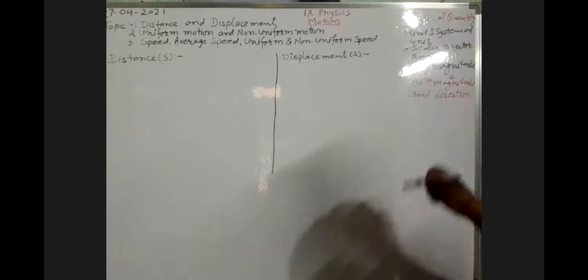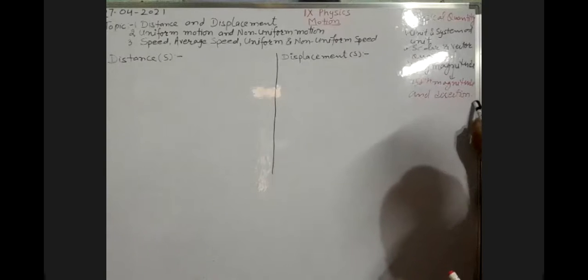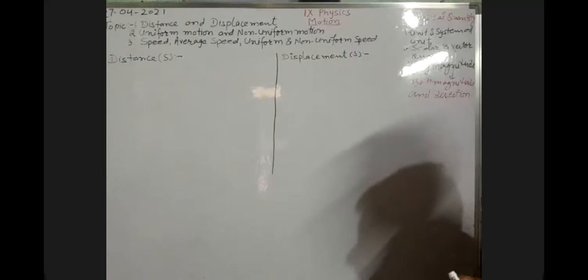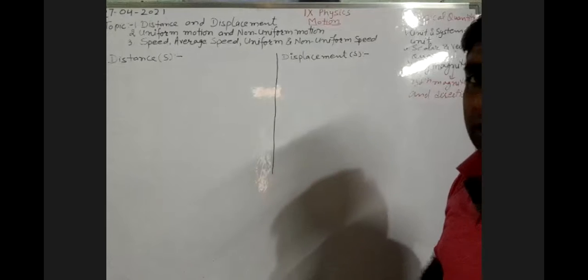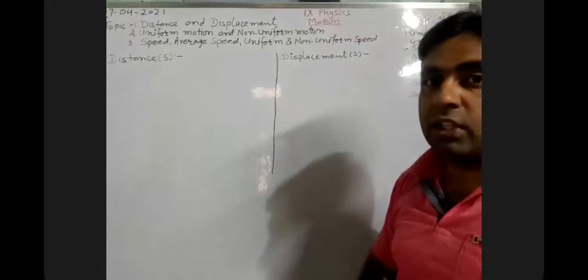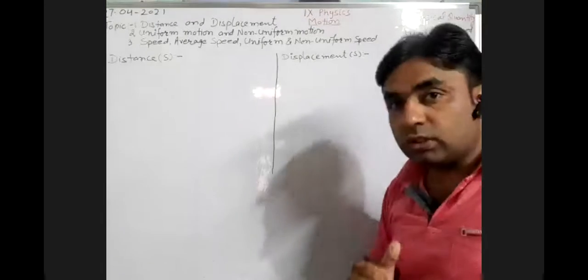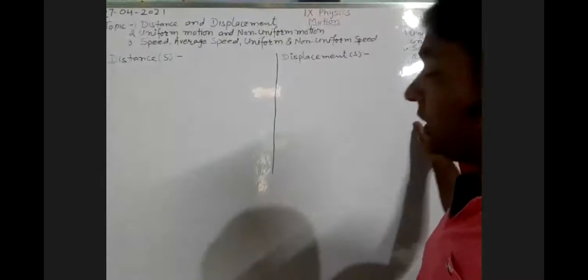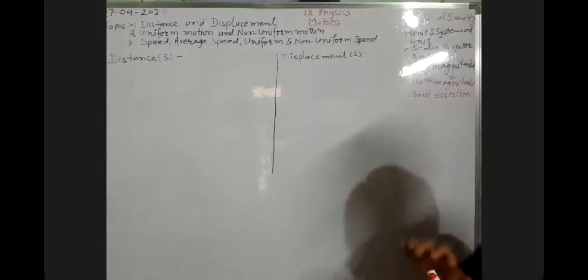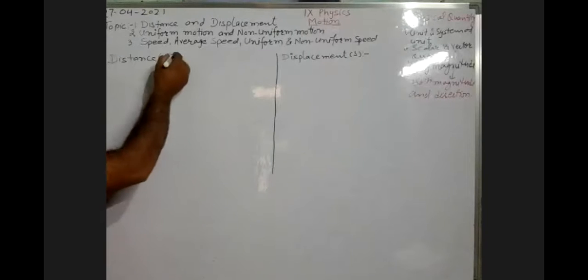But the quantities which require both magnitude as well as direction are known as vector quantities. Vector quantities are displacement, velocity, acceleration, momentum, force. These are some quantities which require both magnitude and direction. That is why they are known as vector quantities. So, let's move to today's topic.